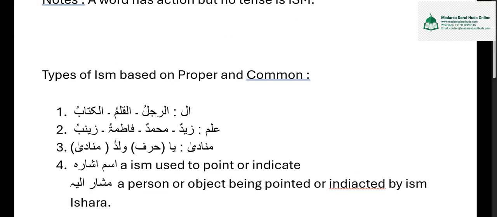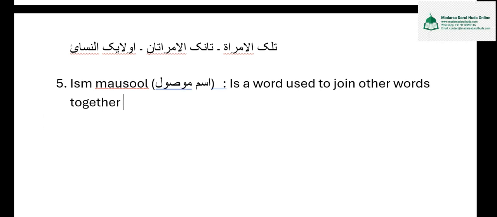Then the fifth type of marifa is isme mausul. Isme mausul is a word used to join other words together. So this is like a bridge. Isme mausul is acting as a bridge which simply comes between two different words and joins them together. So with isme mausul there is sila.